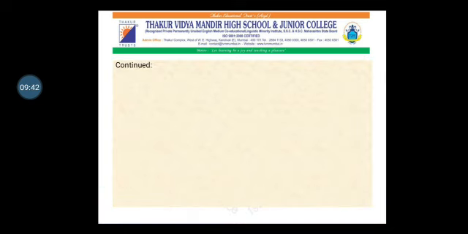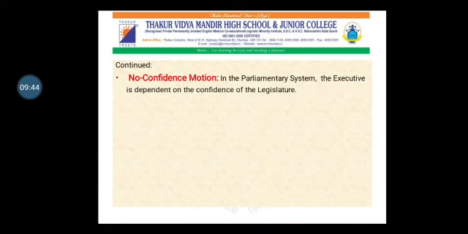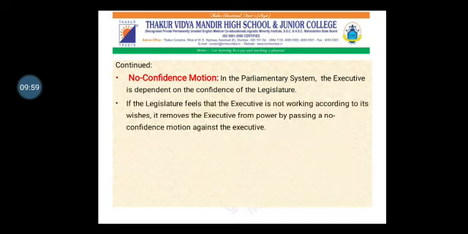So next is no confidence motion. As the name itself says, no confidence. The executive is dependent upon the confidence of the legislature in them. It means that the Council of Ministers remains in power till there is support and confidence of the legislature.